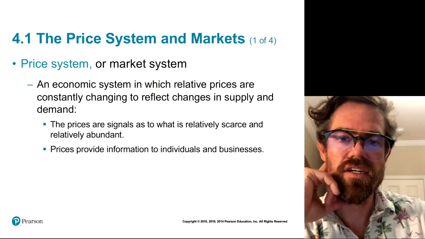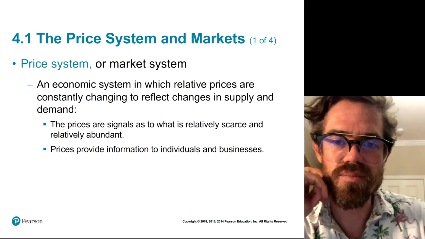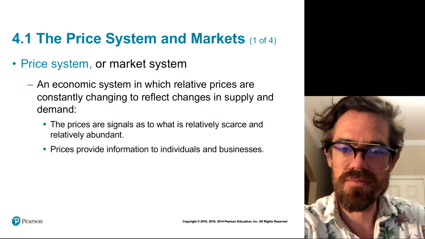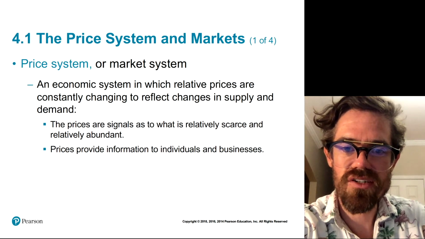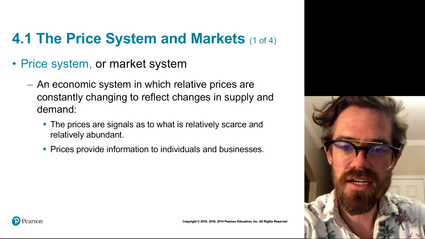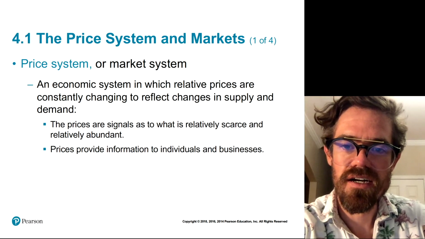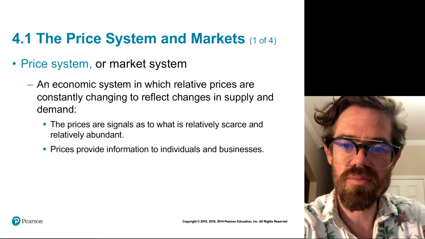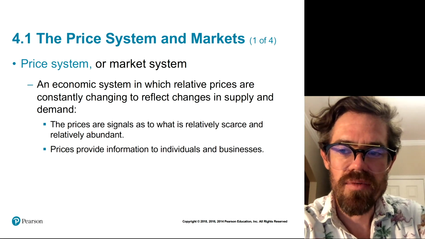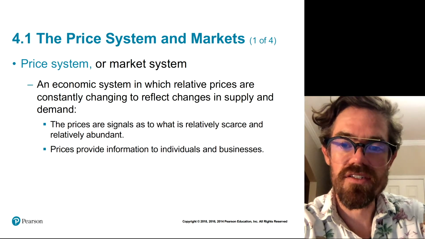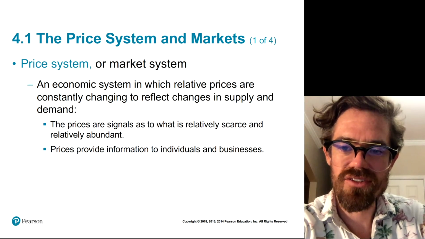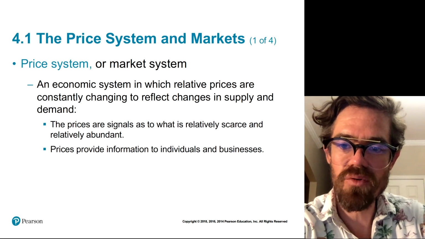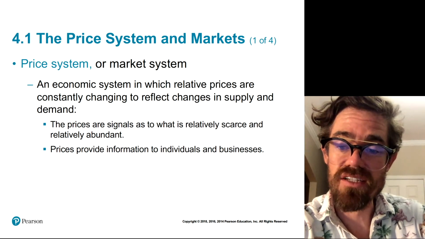In this first section, we're going to talk about price systems, sometimes also called market systems. This is simply an economic system in which relative prices are constantly changing all the time at every instance. And these relative price changes are reflecting the changes in supply and demand. What's really going on is that prices are acting as a signal, kind of like a traffic light or a stop sign is a signal, telling people what they should do in their best interest, right?